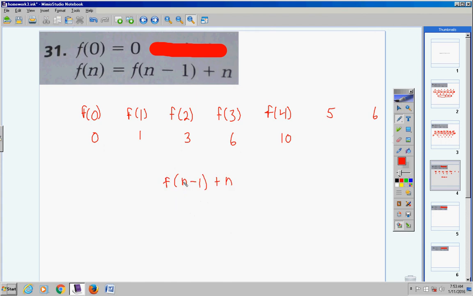Alright, f of 5. Well, I'll put a 5 right here. 5 minus 1 is 4. F of 4 is 10. 10 plus n, n is 5. That's going to give me 15. So f of 5 is 15.